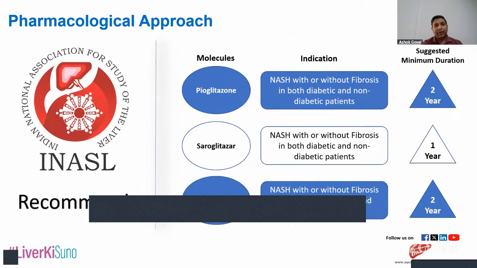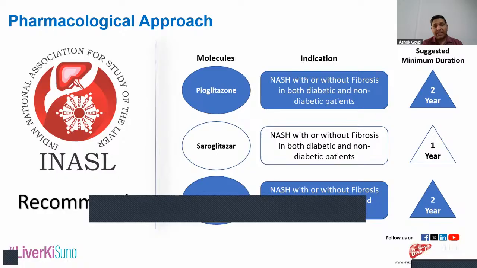Then we have this pharmacological approach, which the Indian National Association for Study of Liver Disease also recommends. We have molecules like pioglitazone, saroglitazar, vitamin E. Basically, they have this antioxidant property through which they can help patients with metabolic liver disease or MASH. So NASH with or without fibrosis, in both diabetic and non-diabetic patients, we can use this pioglitazone, and the suggested duration is minimum 2 years. And during this time, we should monitor the patient, along with other parameters, whether there is improvement or not.